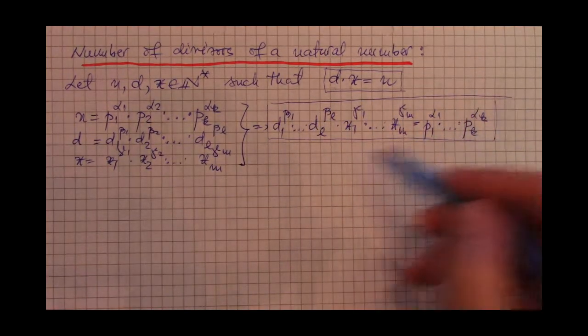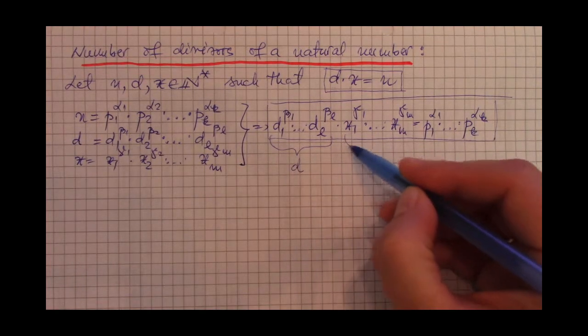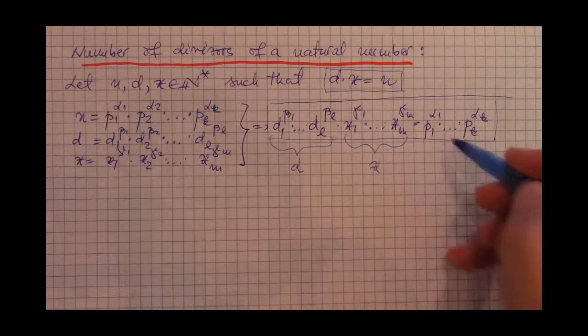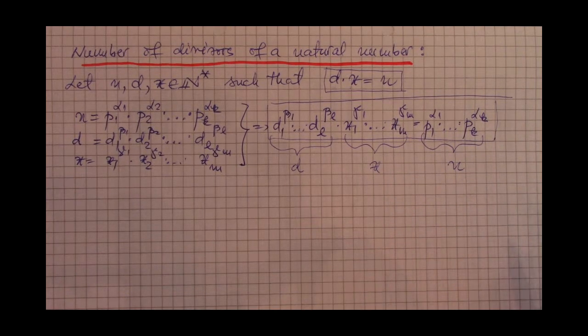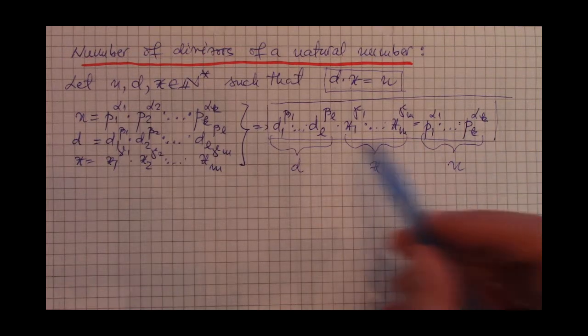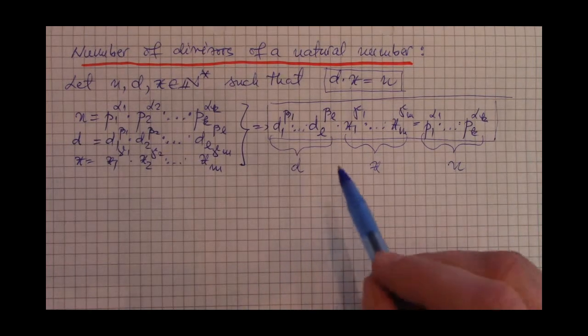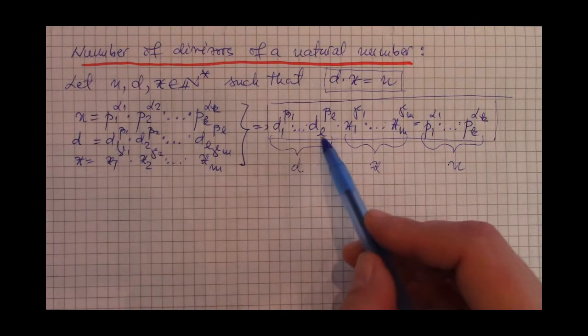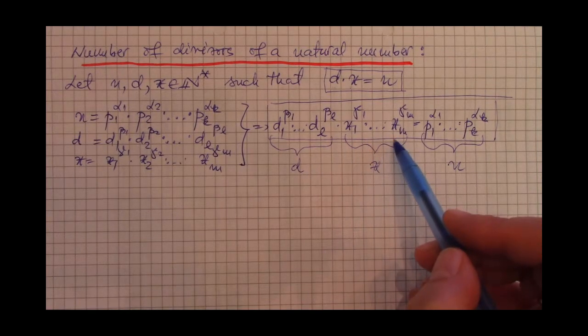And that is true because in here this is just our d, this is just our x, and this is our n. Now this is a bit more complicated, but it allows us to work a little bit with it. Here's what I mean with that. The various d's are different from each other. The various x's are different from each other.